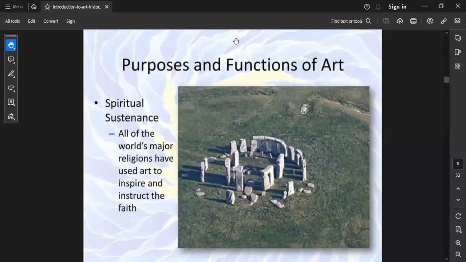Again, spiritual sustenance is there, right? So this is a very well-known thing. Can anyone say what this is exactly and where it is located? Has anyone seen this before? Yes. You might have seen it from the top, but this is the 3D view. So this is the famous Stonehenge. It is in the UK.